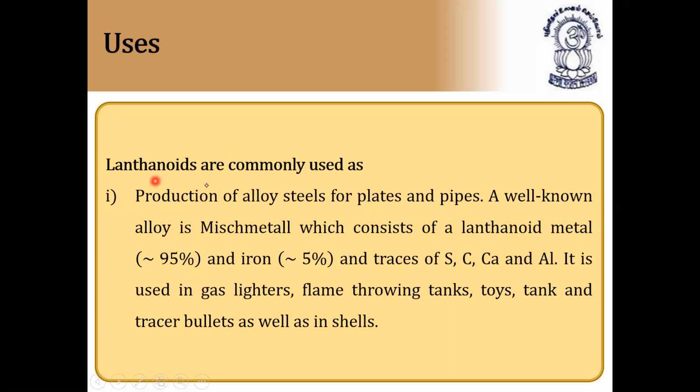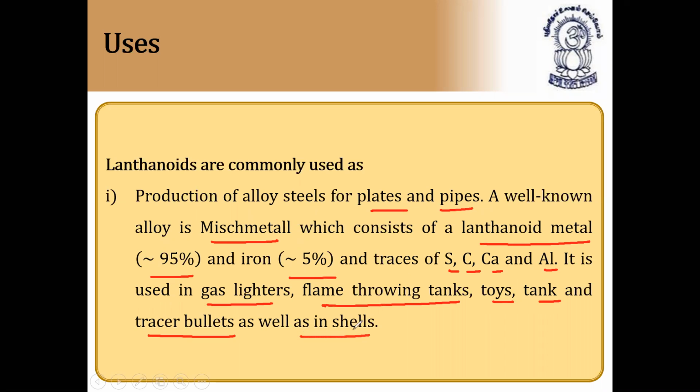Uses. Lanthanides are commonly used in the production of alloy steels, as I told you. Lanthanides with iron are called misch metal, used for alloy steels for plates and pipes. A well-known alloy is misch metal, consisting of lanthanide metal 95% and iron 5%, and traces of sulfur, carbon, calcium, and aluminium. It is used in gas lighters, flame-throwing tanks, toys, tracer bullets, as well as in shells. Very important.